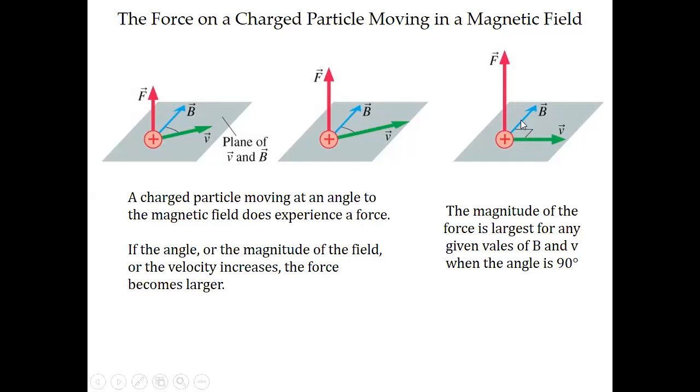So sort of the archetypal situation here is that V and B are at 90 degrees to each other, then the force F is pointed in the perpendicular direction. So I'm going to give you a little mnemonic here: if you use your index finger to be V, and you use your middle finger to be the magnetic field, B, then the force is going to be in the direction of your thumb, F.